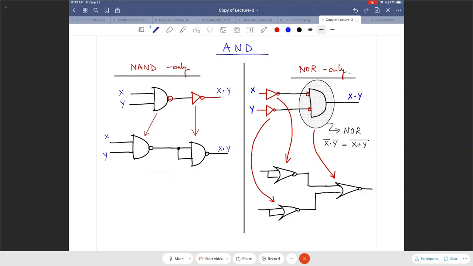And if you had X here, Y here, you would get X and Y. So we still are synthesizing an AND gate, but we are using only NOR gates to do that. All right, questions about this?